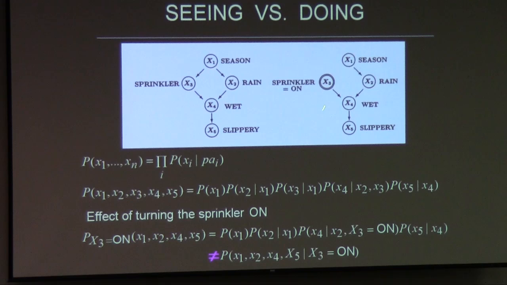Now the answer is given to you here, and that symbol stands for inequality. Turning the sprinkler on is not the same as seeing the sprinkler. If I see the sprinkler on, I can figure out that the season is dry. If I turn it on, it tells me nothing about the season. So that's one element, and that leads to do-calculus.